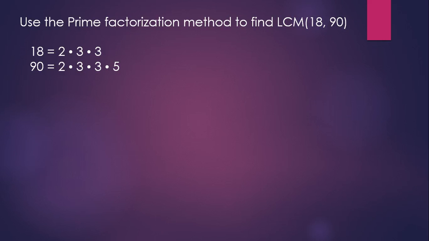To find the least common multiple, we need to find the pairs of factors that these two numbers have in common, and we also need to find all the factors that they don't have in common. So they have a 2 and a 3 in common, and then they also have a 3, 3, and 5 that they do not have in common. So if we multiply those factors together, the 2 and 3 that they have in common, and the 3, 3, and 5 that they don't have in common, we find a least common multiple of 270.